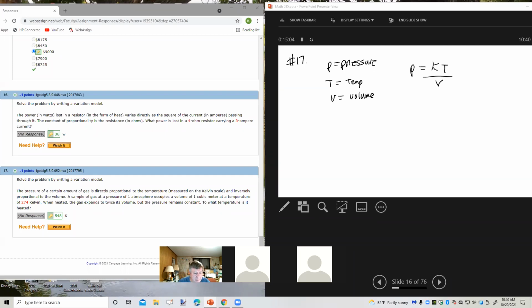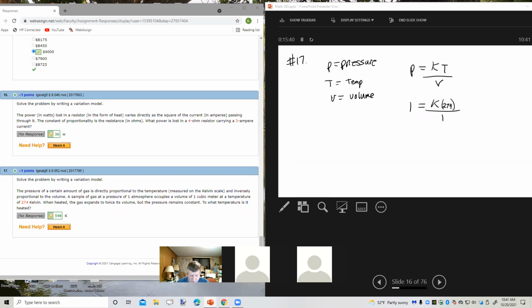A sample of gas at a pressure of 1 atmosphere, so that would be P, occupies a volume of 1 cubic meter, that would be V, at a temperature of 274 degrees Kelvin. Okay. When heated, the gas expands to twice its volume, but the pressure remains the same. To what temperature is it heated?